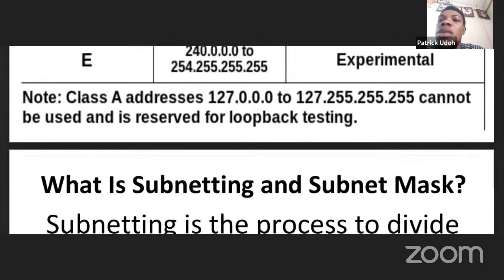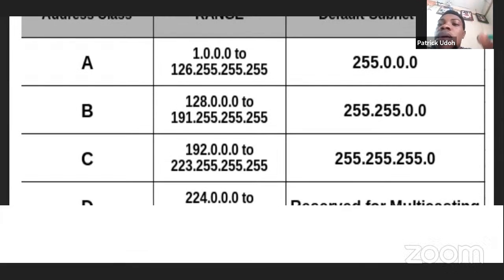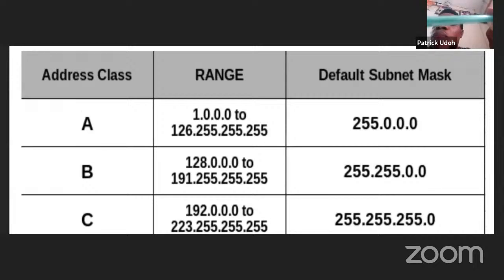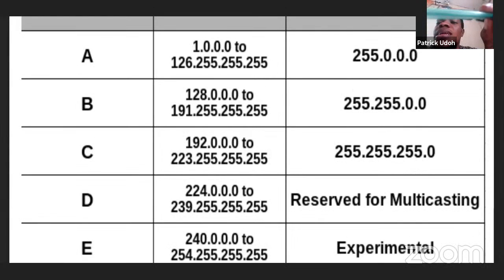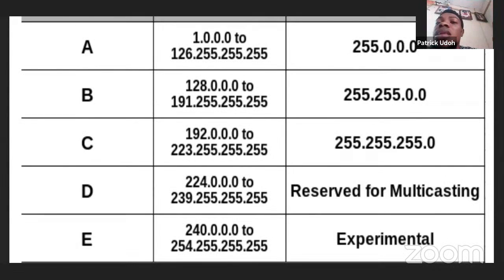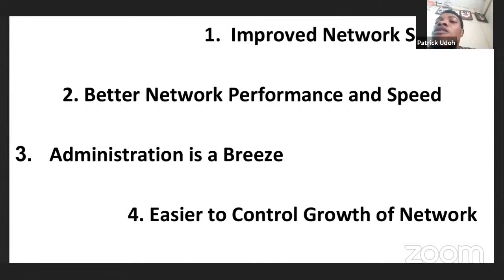Okay, from this table now, we can actually get the address class. You notice that it begins with 192, so we can see that it is a class C address. I just wanted to show us how to identify the class from the table.